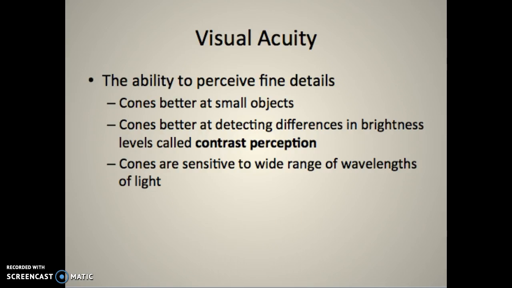So visual acuity, what is that? It's the ability to perceive fine details. So cones are better at small objects. Cones are also better at detecting differences in brightness, called contrast perception. So the difference in your levels of contrast are your cones. They're sensitive to wide ranges of wavelengths of light.